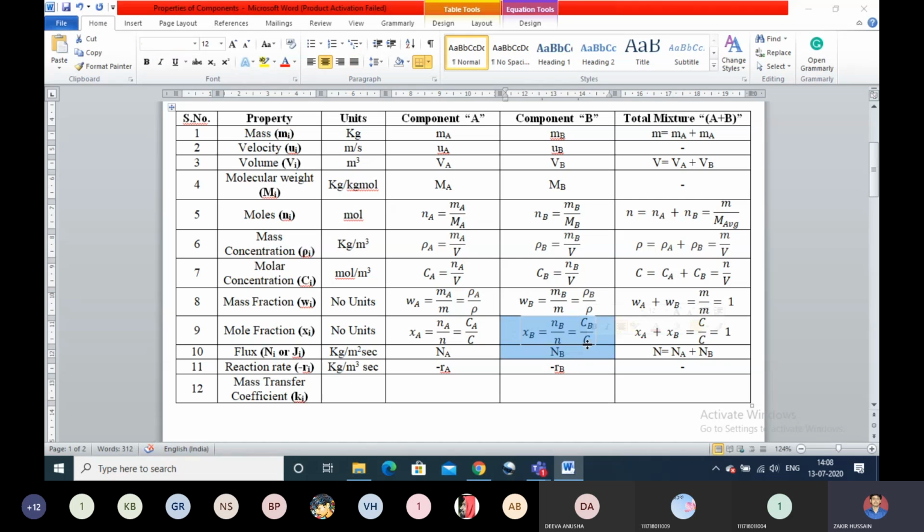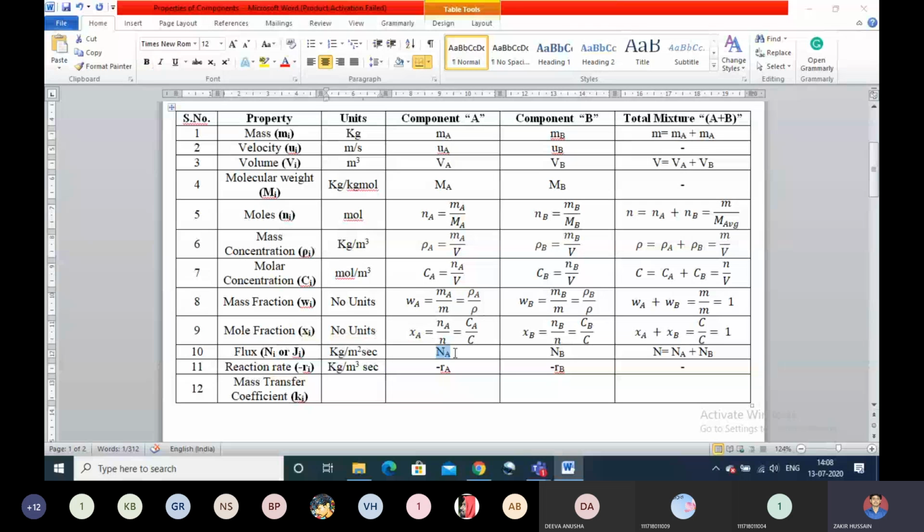Otherwise, individual concentration by total concentration we can define. So the sum of the mole fractions or the sum of the mass fractions is always equal to 1. Next, fluxes. Flux we can denote in two forms. One is with respect to the stationary coordinates and the other one is with respect to some arbitrary coordinates. So Ni is flux with respect to the stationary coordinates and Ji is flux with respect to some arbitrary coordinates.